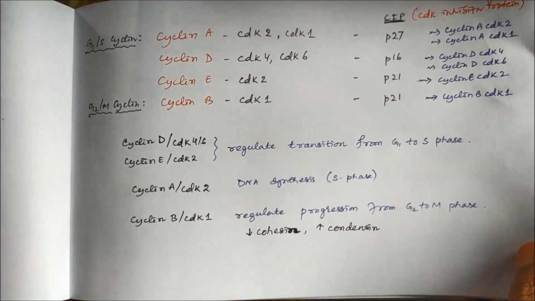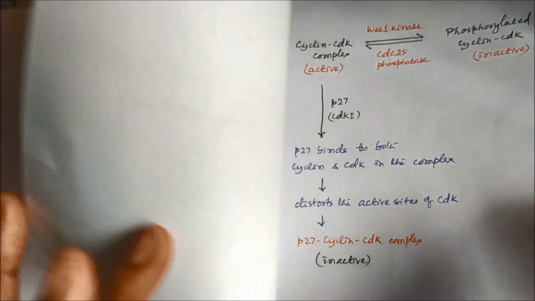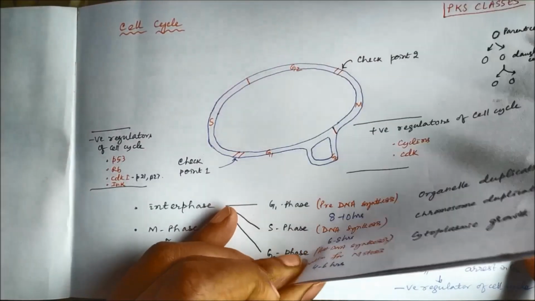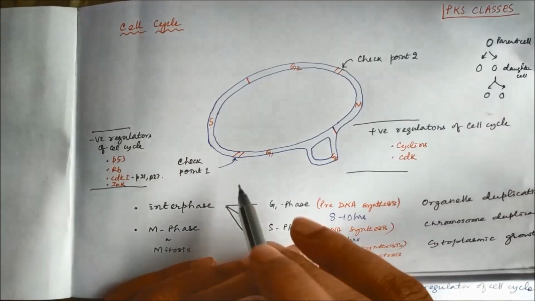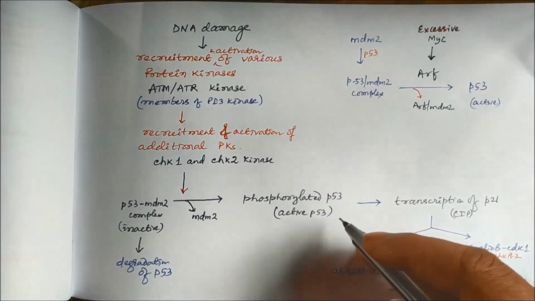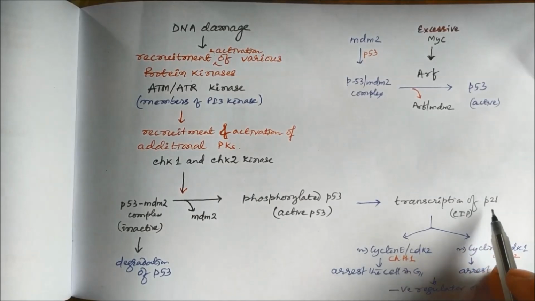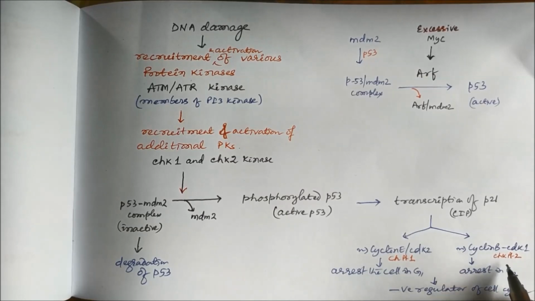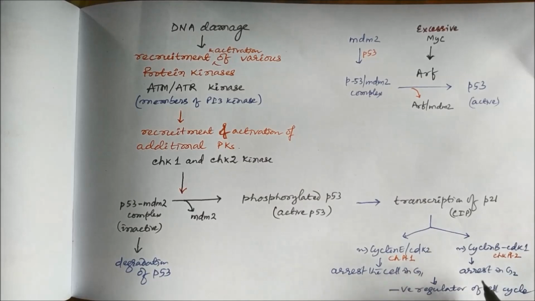So here we can see G2 to M cyclin B CDK1, and here G1 to S cyclin E CDK2, and both these will be arrested by p21, and p21 transcription is regulated by p53. So p53 causes the transcription of p21, which will inhibit the cyclin E CDK2 complex at checkpoint 1 and arrest the cell in G1 phase, and also inhibits the cyclin B CDK1 complex at checkpoint 2 and arrests the G2 phase. In this way, the cell division stops and the cell undergoes apoptosis, and in this way p53 acts as the negative regulator of cell cycle.